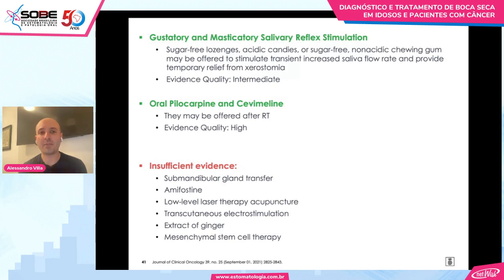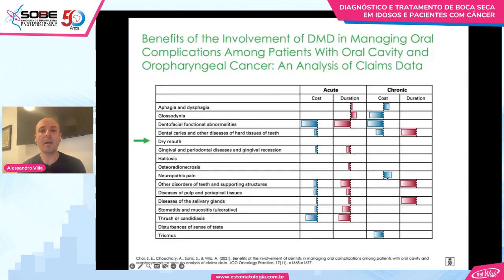But the best evidence really comes from the use of cevimeline and pilocarpine, which are prescription medications. There's still insufficient evidence to support the use of low-level laser therapy or acupuncture, amifostine, the surgery that we discussed earlier with the submandibular gland transfer, although there are some studies that support this, mesenchymal cell therapy, and there are studies that also looked at the use of ginger for the management of dry mouth with really controversial results as of today.